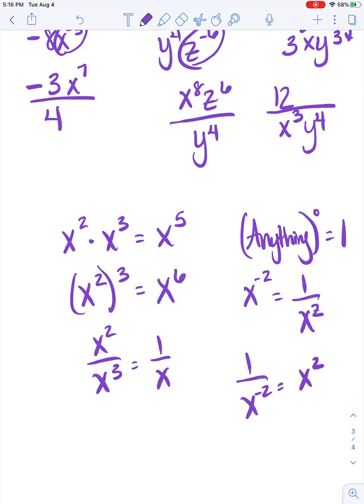So make that, study it, go back over these, whatever you need to do. But these are things that you need to be very comfortable with.